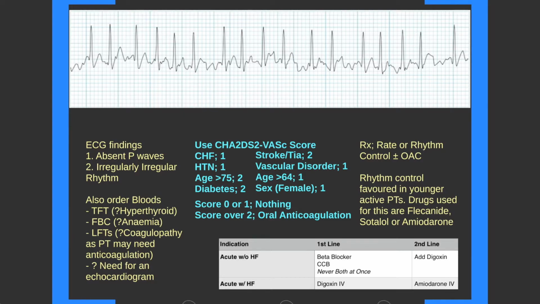Treatment is split into rate and rhythm control, plus or minus anticoagulation. Rhythm control is favored in the younger patient. Drugs like flecainide, sotalol, and amiodarone are your choices to go to.